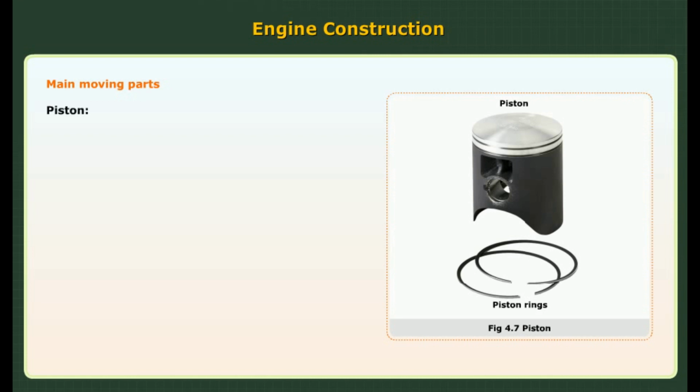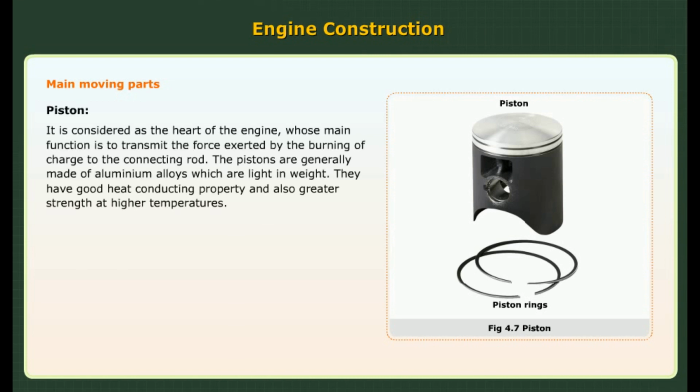Main moving parts. Piston. It is considered as the heart of the engine, whose main function is to transmit the force exerted by the burning of charge to the connecting rod. The pistons are generally made of aluminium alloys, which are light in weight. They have good heat conducting property and also great strength at high temperatures.